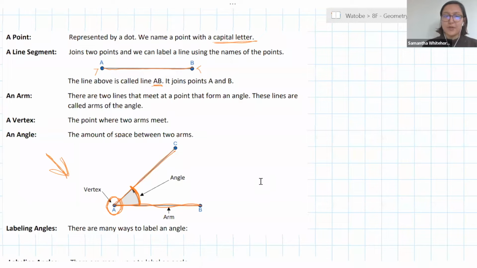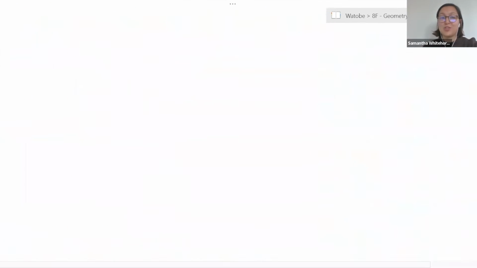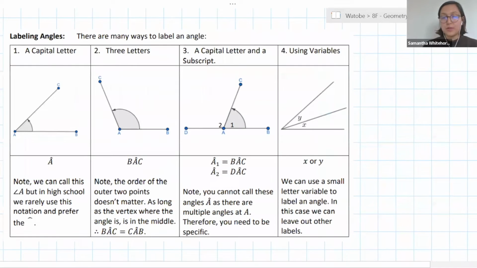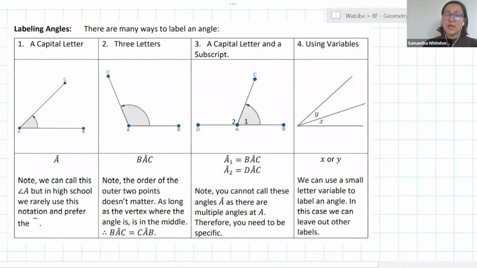Alrighty, so there's just one more important thing that I would like to point out, and that's how we label angles. The reason I want to point this out is that as we get more and more into geometry, the diagrams become a little bit more complicated, and we need to be very clear about the angles we are working with. So being able to label an angle is very important.